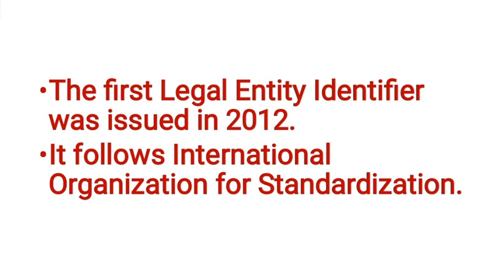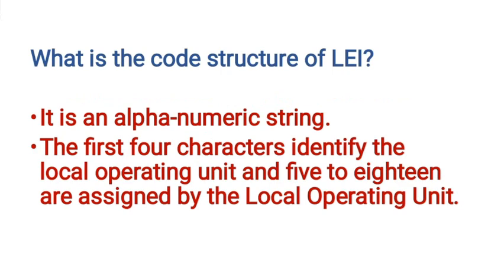Coming to the code structure of the Legal Entity Identifier: it is an alphanumeric string, and the first four characters identify the local operating unit. Characters 5 to 18 are assigned by the local operating unit, and the last two characters are checksum digits. The checksum digits are used to identify errors that occur during the process of transaction.